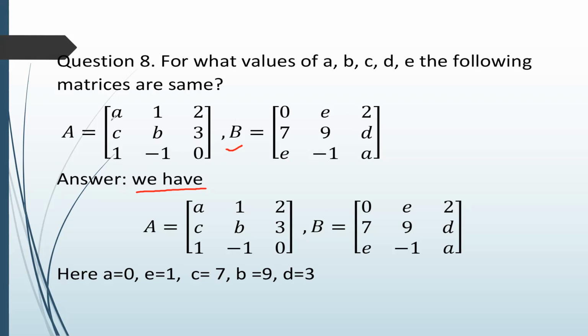So this matrix, it is given that it is the same matrix. So the first element of A will be equal to the first element of B. So a equal to 0. Here the second element of A is equal to the second element of B. So it means equal to 1. The third element of A is equal to 3.